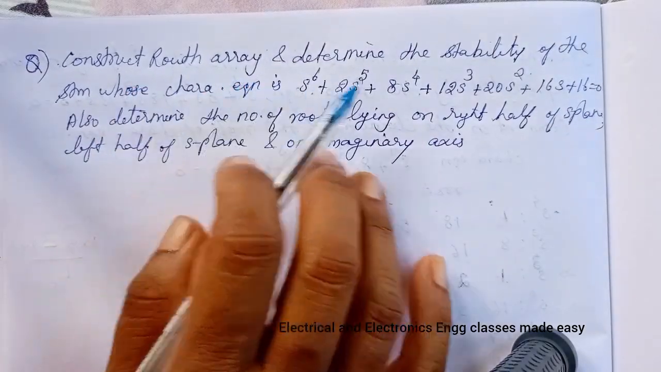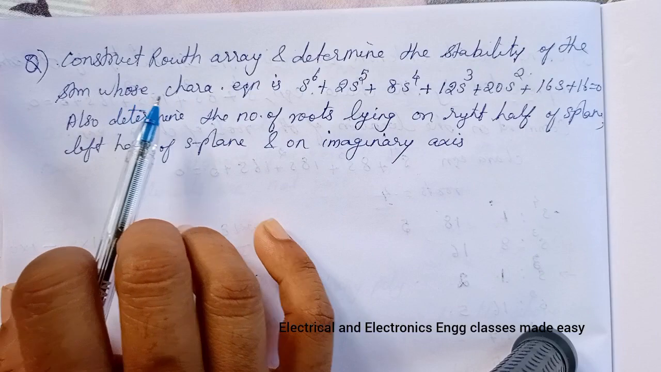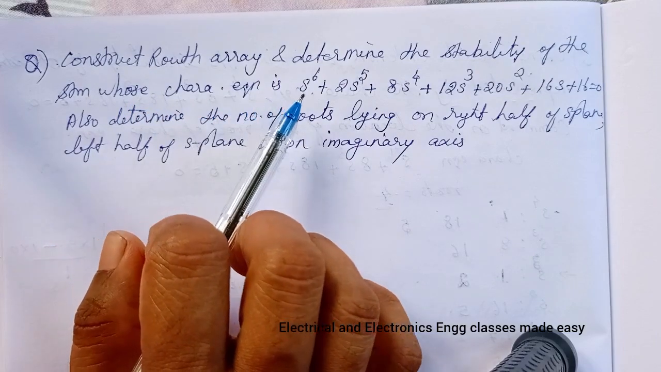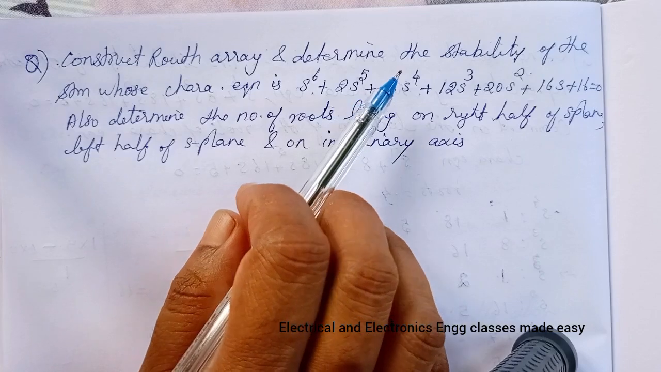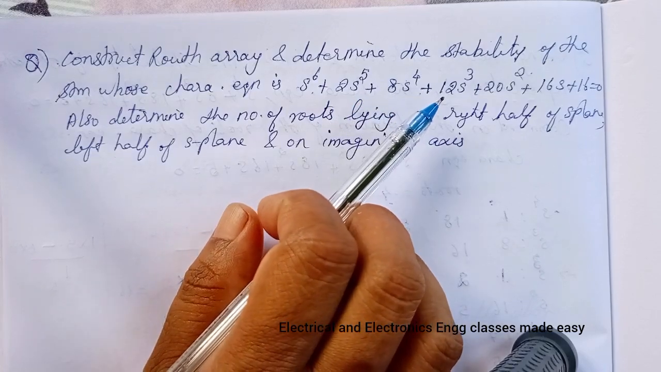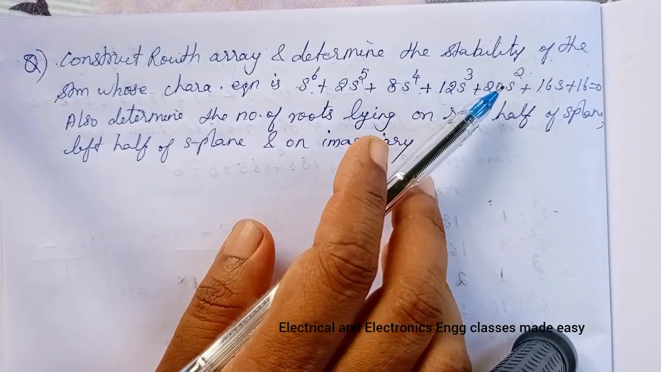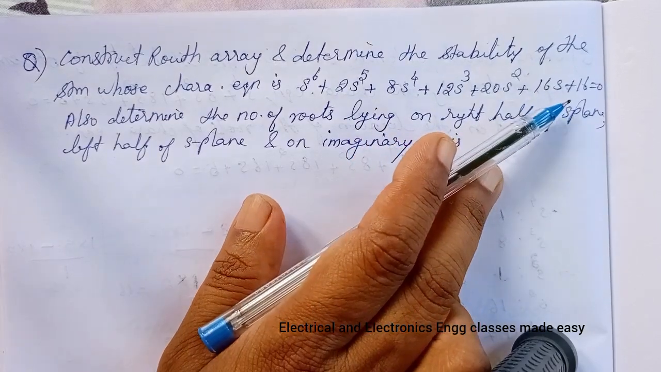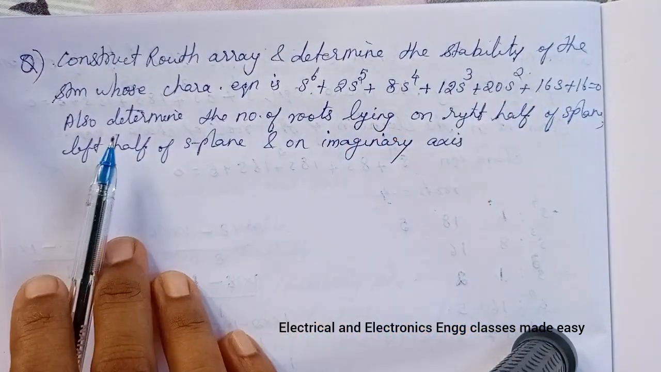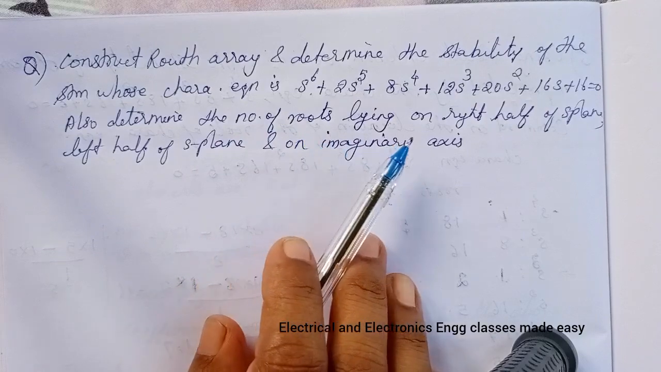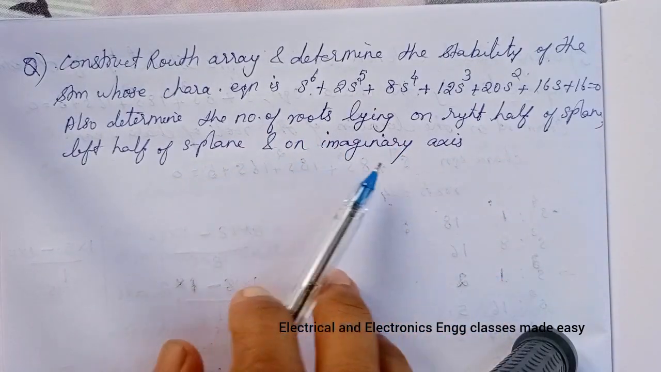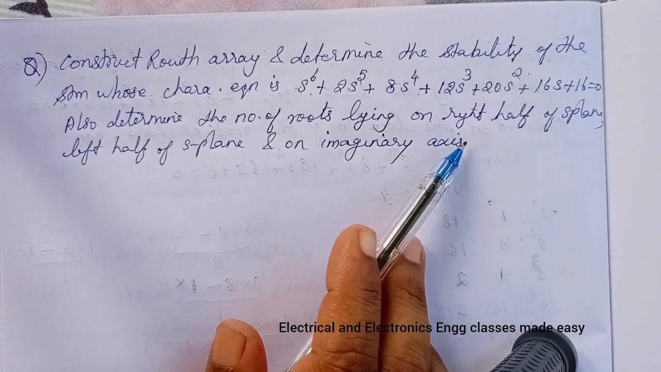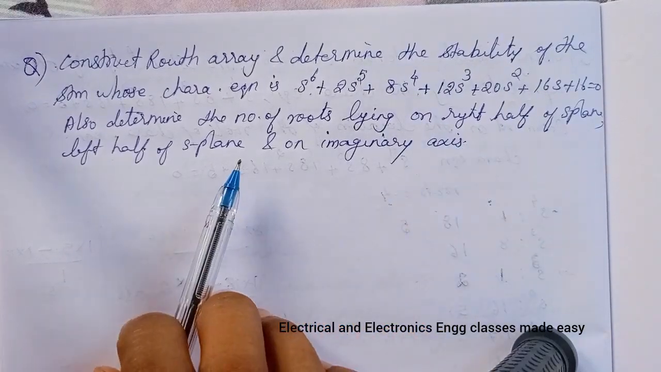Construct Routh array and determine the stability of the system whose characteristic equation is s raised to 6 plus 2 s raised to 5 plus 8 s raised to 4 plus 12 s cube plus 20 s square plus 16s plus 16 equal to 0. Also determine the number of roots lying on right half of S plane, left half of S plane and on imaginary axis. So this is the question.